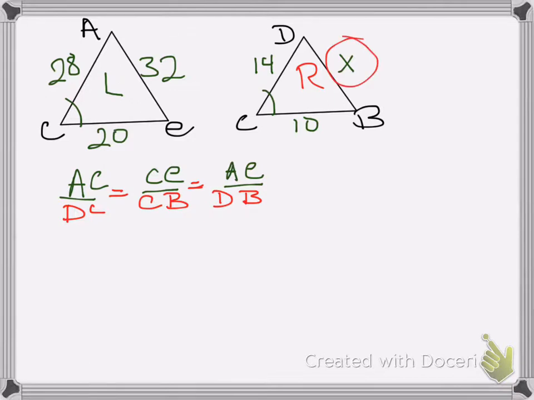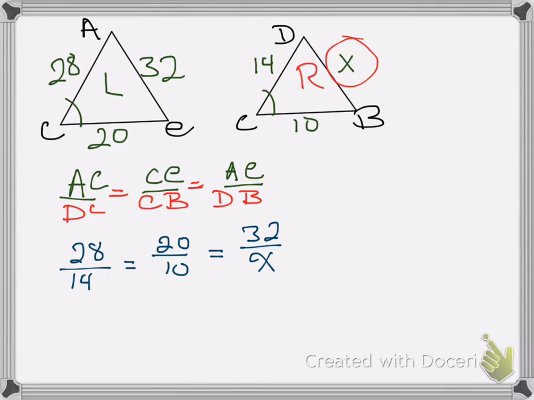To do that, let's plug in our numbers. AC is 28, DC is 14, equals EC, or CE rather, is 20, CB is 10, AE from my picture is 32, BD, that's X, that's what I'm looking for. I have my proportions. Now it's my job to solve for X.